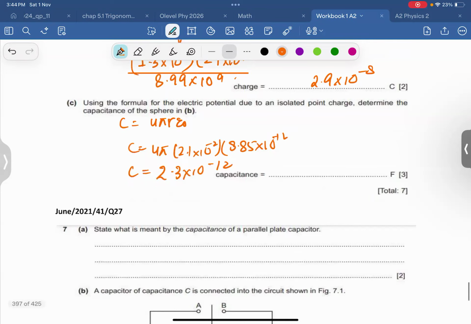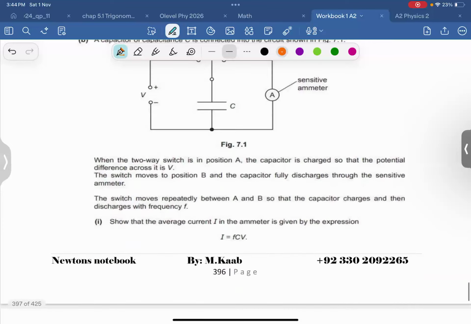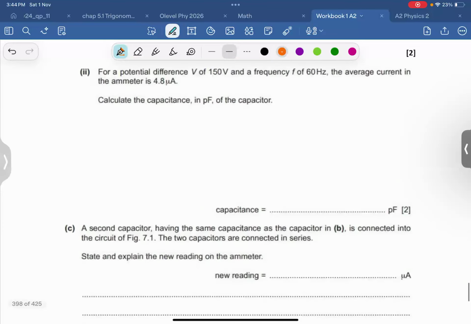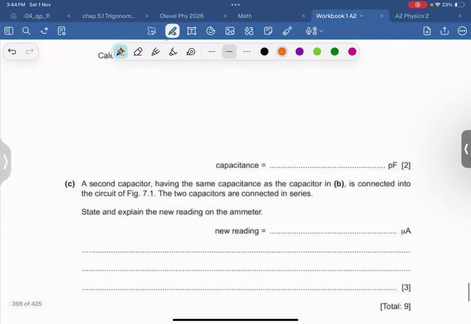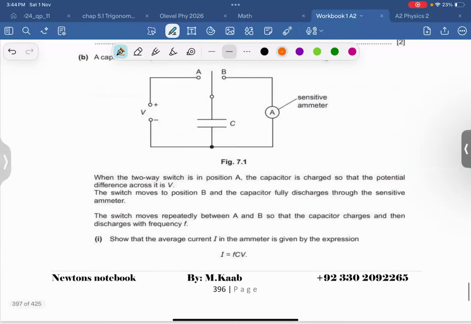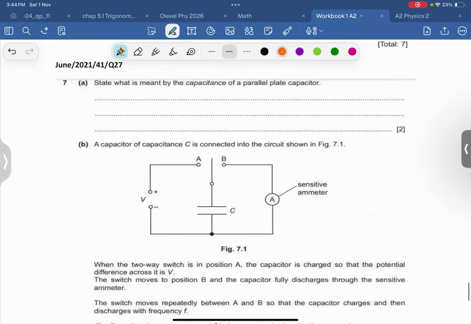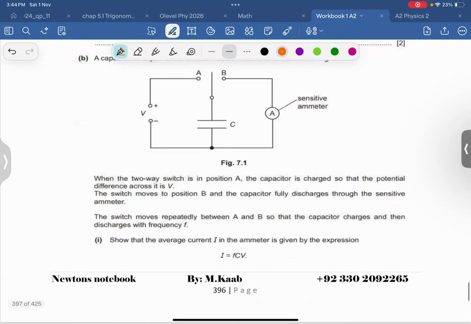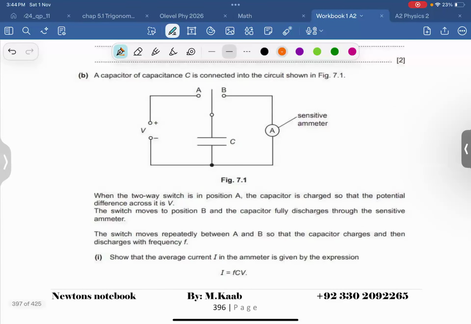Okay, now let's take this question, quite different from the rest of the type of questions. Again, they're starting the question with a similar concept. Now, in part B, they're saying a capacitor of capacitance C is connected into the circuit. And when the two-way switch is in position A, the capacitor is charged so that the potential difference across it is V.